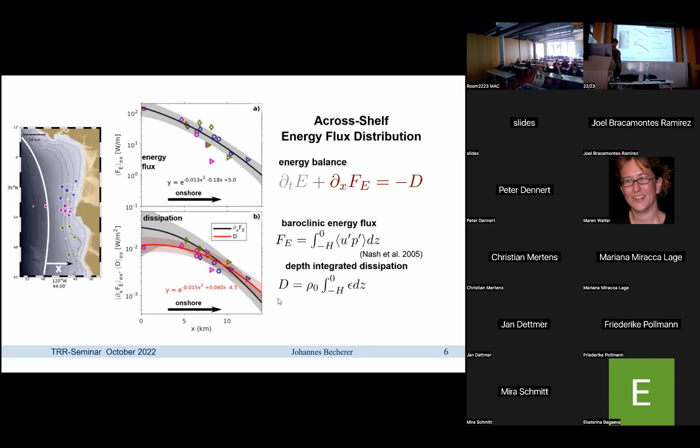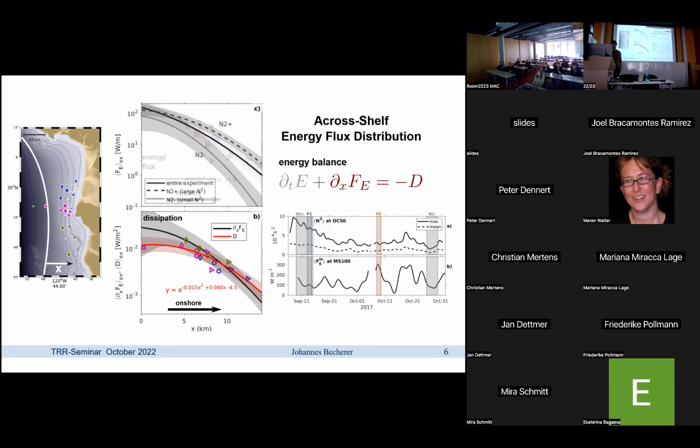Assuming this balance, I can compare this to my red line, which is my in situ dissipation measurements at all those different moorings. You can see that out here they don't agree all that well, but once you go further inshore, they come closer and closer. This tells us that a lot of the dissipation that we observe at each of those moorings seems to be really due to the flux divergence of the incoming internal tide, so really related to the internal tide.